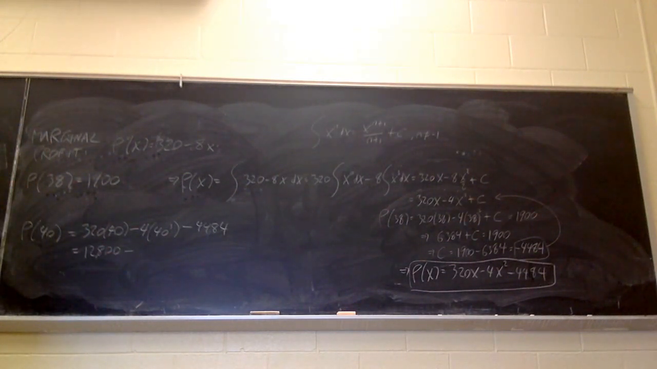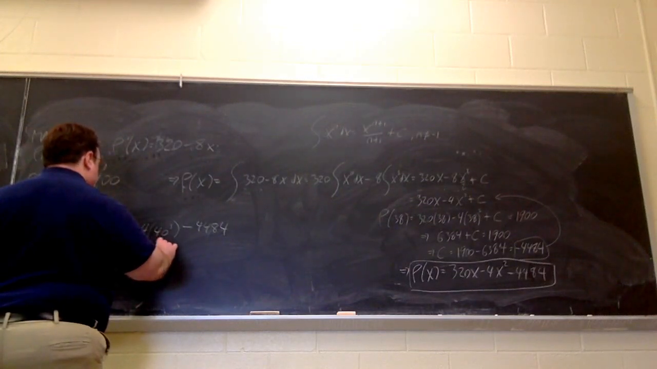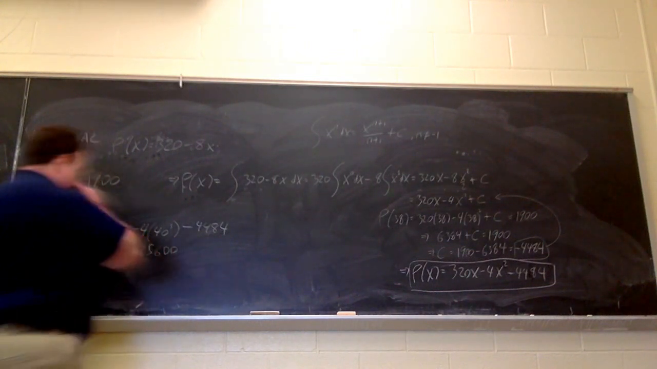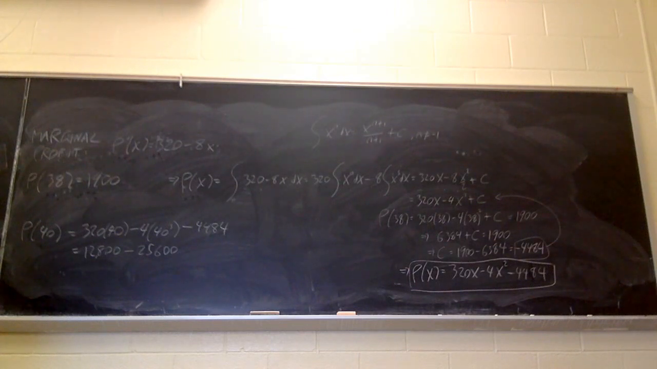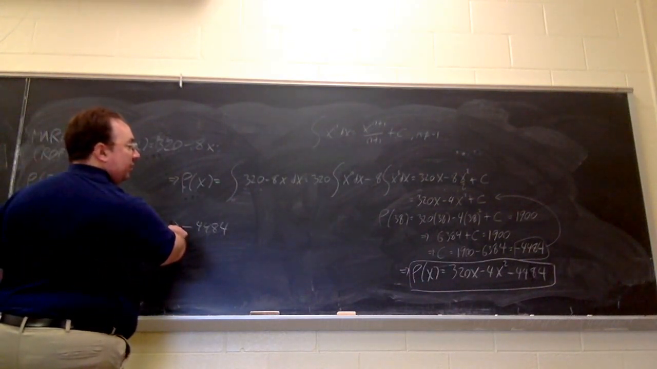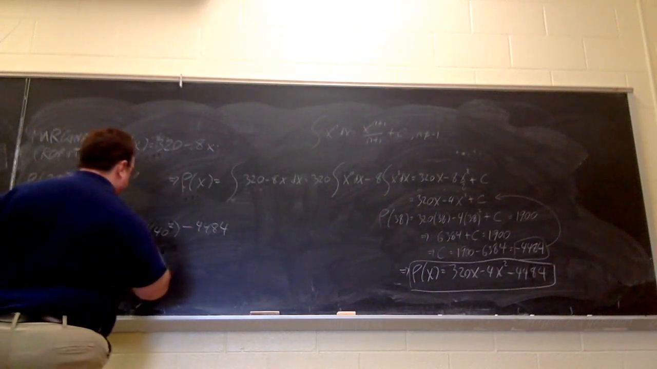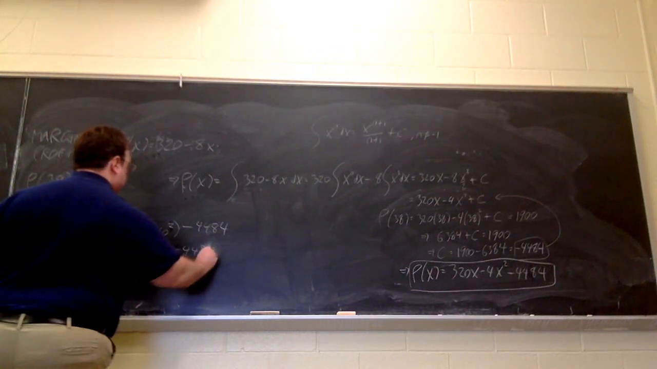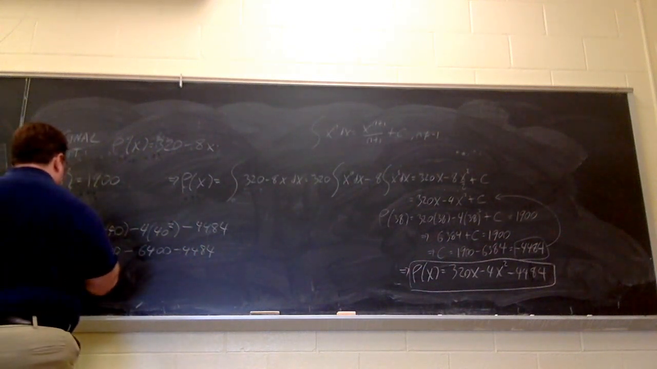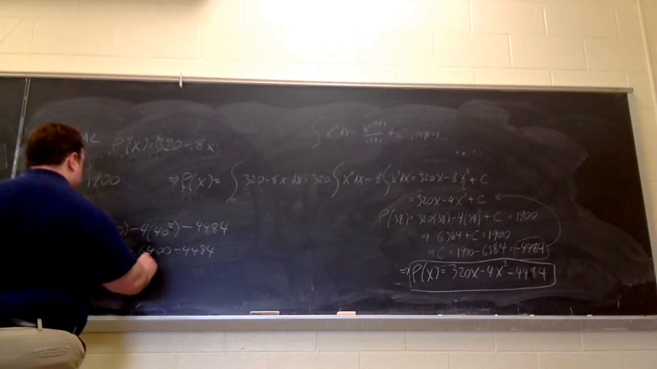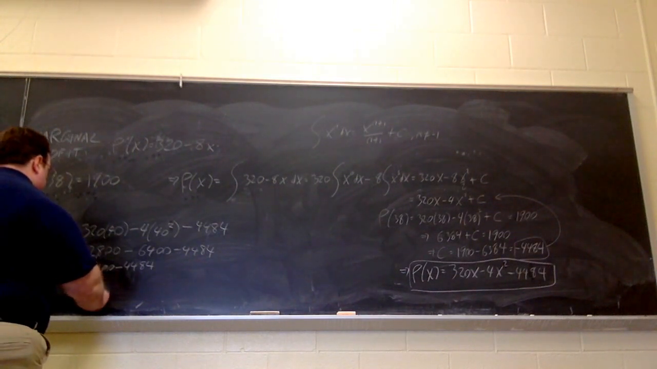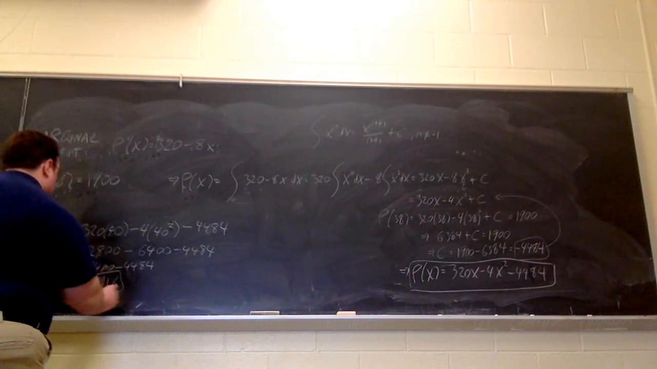The numbers are a little nicer here: 12,800 minus 4 times 40 squared. Sorry, 40 squared, not 40 cubed. So 1600 times 4 is 6400. That gives 12,800 minus 6400 minus 4484, so 6400 minus 4484. That gives me 1,916. So that's my profit for 40 units.